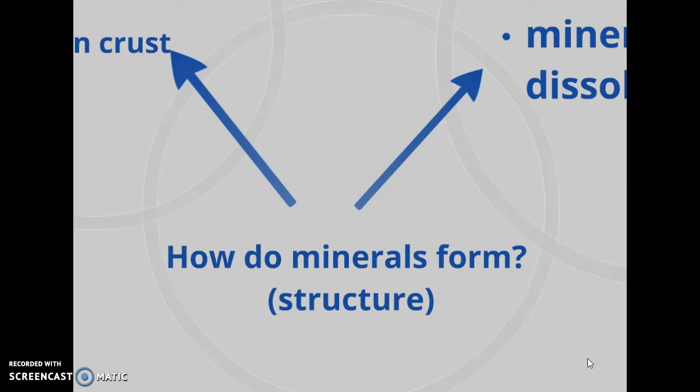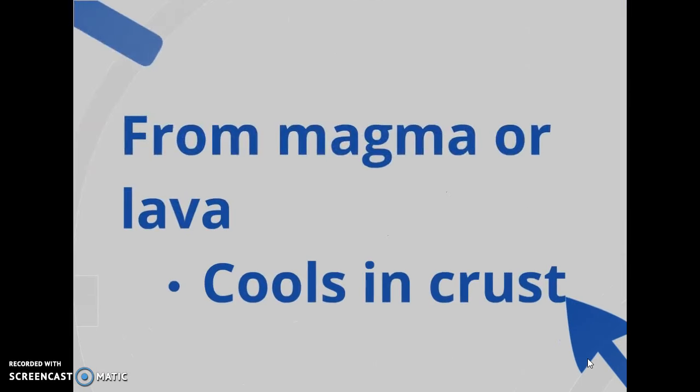Okay, so there's 2 ways that a mineral will form. Number 1 is that they form from magma or lava. Okay, so molten rock. So for number 1, if you put molten rock, that would be great. If you put magma or lava, that is fine as well.